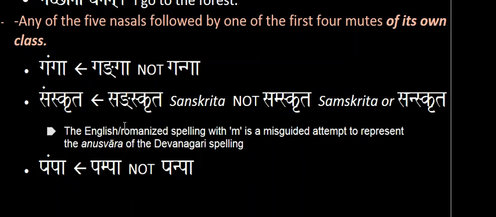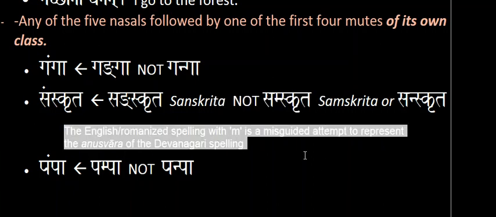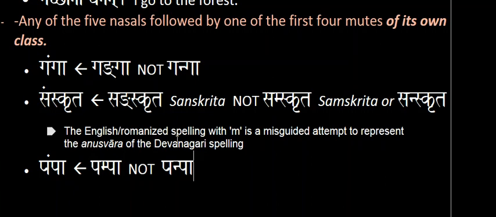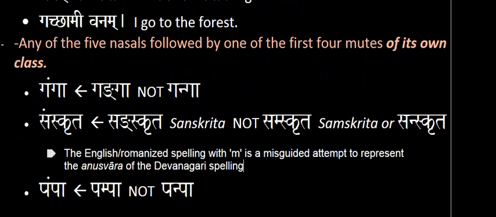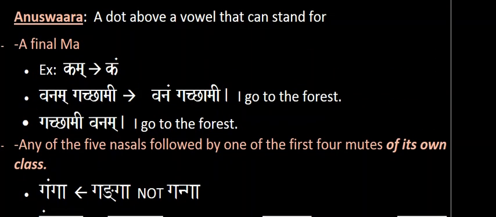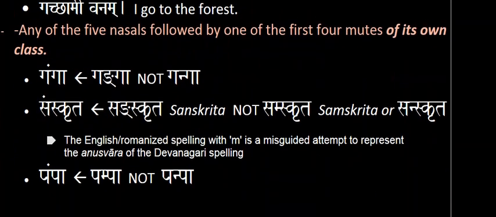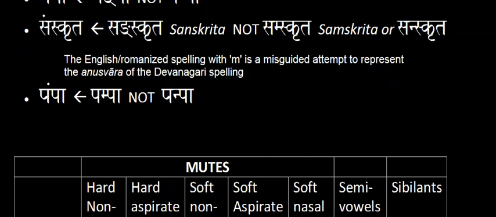Now, the English Romanized spelling with ma is a misguided attempt to represent the anuswar of the Devanagari spelling. When we try to translate the Devanagari into English Romanized spelling, it always gets confusing. And from years and years of doing that, people could get confused as to what the dot on the top actually represents. So let's try to dissect the rule for using anuswar and how to pronounce it, and then we'll go on from there. Okay? So, again, an anuswar could be represented as any of the five nasals followed by the first four mutes of its own class. Remember, it's a mute.